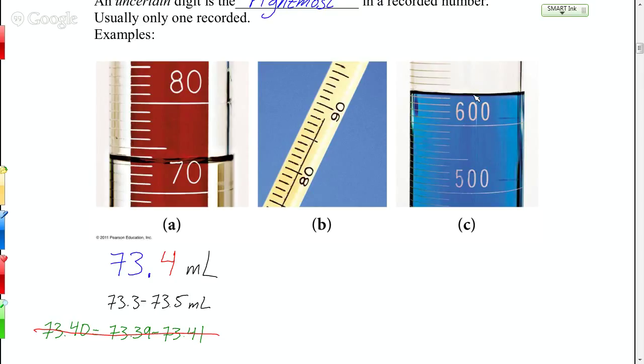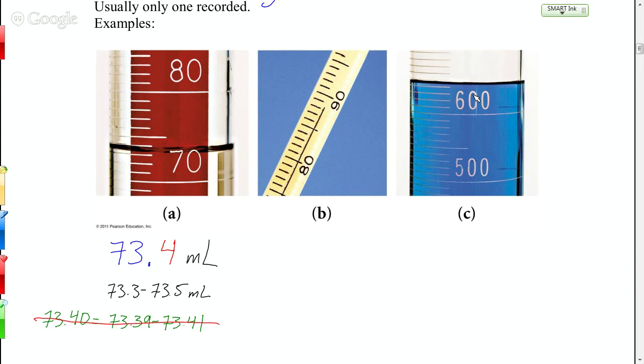All right, so what about the blue liquid over here? What did you call that one? 645. Okay, anybody get something different? 643. Others? Same kind of stuff. Okay. Yeah, I think that's reasonable. So it's the 600 for sure. It's above the 4th level for sure, not up to the 5th. So it's 64. And then that last digit is going to be estimated. So 643, 645, depending on how you see where that line ends.